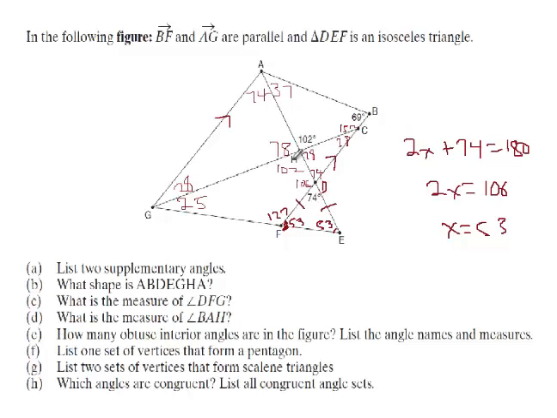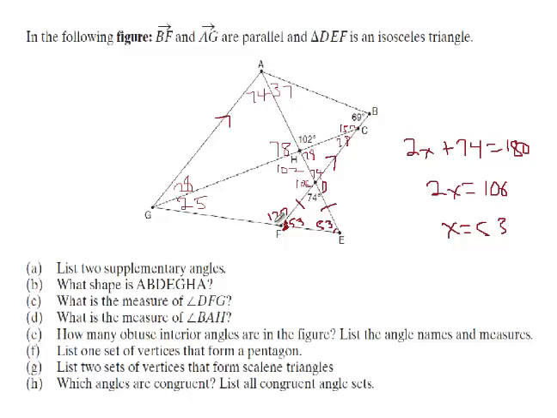And this one is HCB. Just put the point that they're at as the middle one, and the other two are the segments that form the angle. List one set of vertices that form a pentagon. Are there any 5-sided figures here? Well, sure. There are so many crisscrossing ones we can figure out one that has 5 sides.